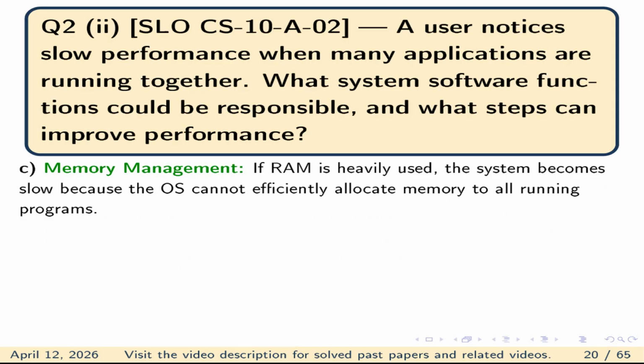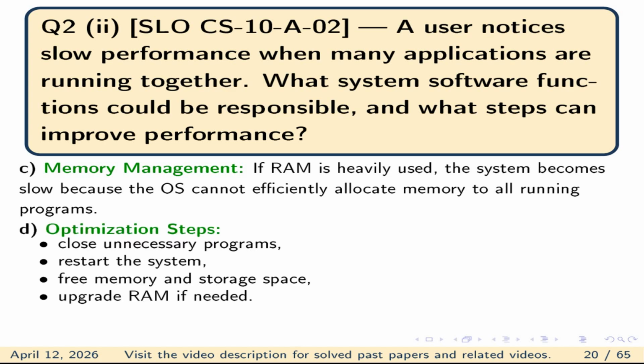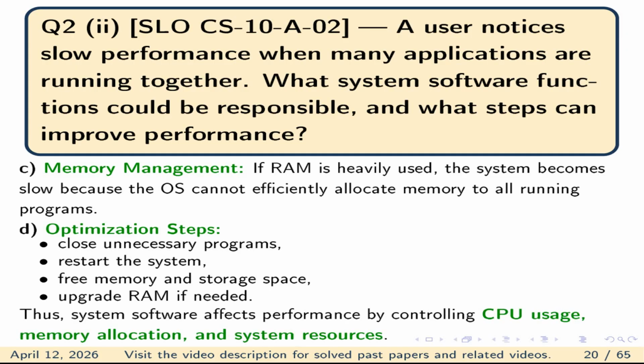C. Memory management. If RAM is heavily used, the system becomes slow because the operating system cannot efficiently allocate memory to all running programs. And fourth option, that is D, optimization steps: close unnecessary programs, restart the system, free memory and storage space, upgrade RAM if needed. The system software affects performance by controlling CPU usage, memory allocation, and system resources.